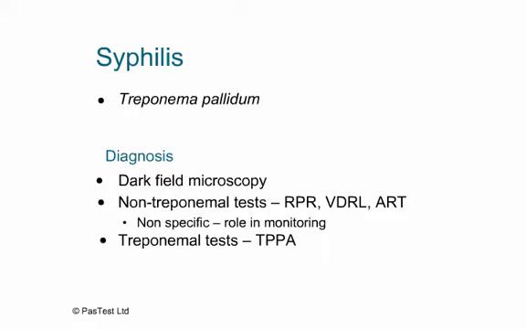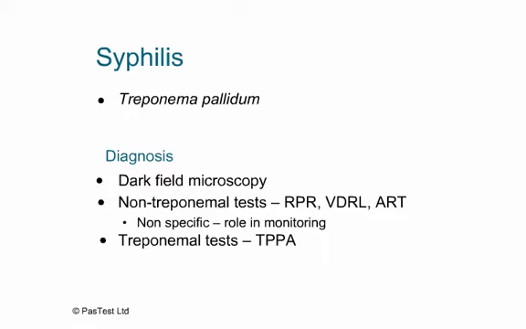False negatives are particularly common early in primary infection and in late congenital infection. And false positive results, so cross-reactivity of these tests, can be seen in a number of other conditions. The important ones to remember are Epstein-Barr virus infection, TB, SLE, hepatitis, varicella-zoster infection, measles, and lymphoma.